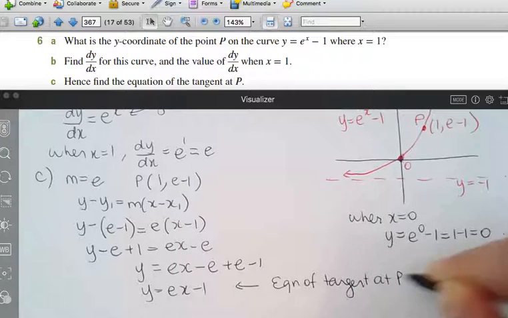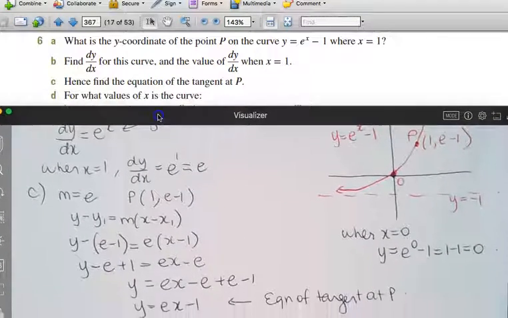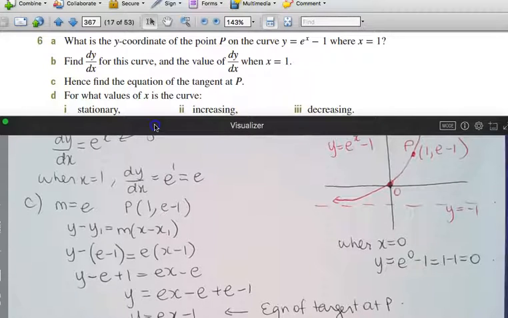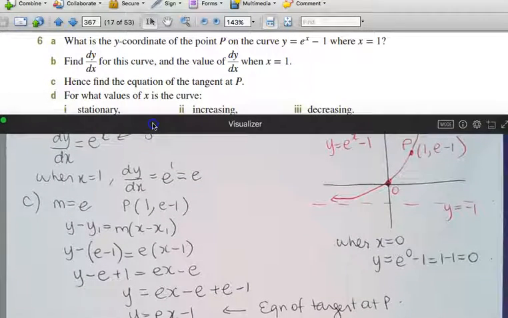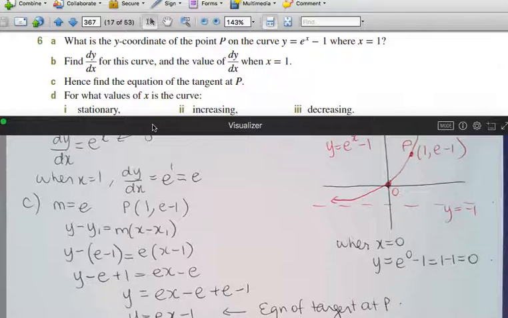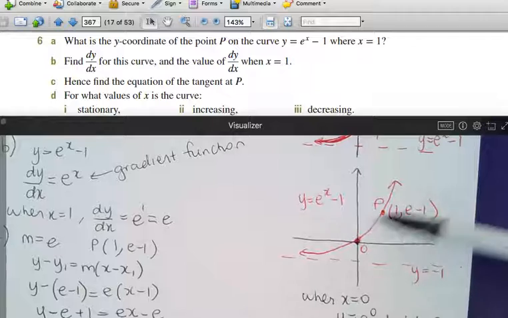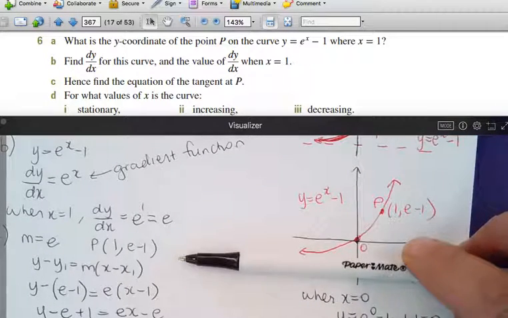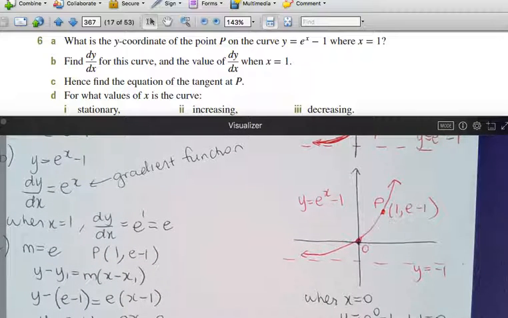And now the next question says, for what values of x is the curve stationary, increasing or decreasing? I probably don't even have to differentiate. Is this graph ever flat? Because it has to be perfectly flat to be stationary. So it never is. I'm going to try and solve it, and you'll see that it's impossible to solve.